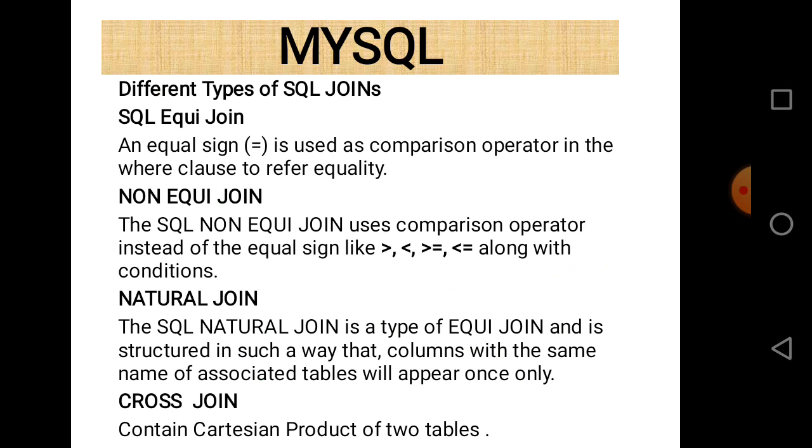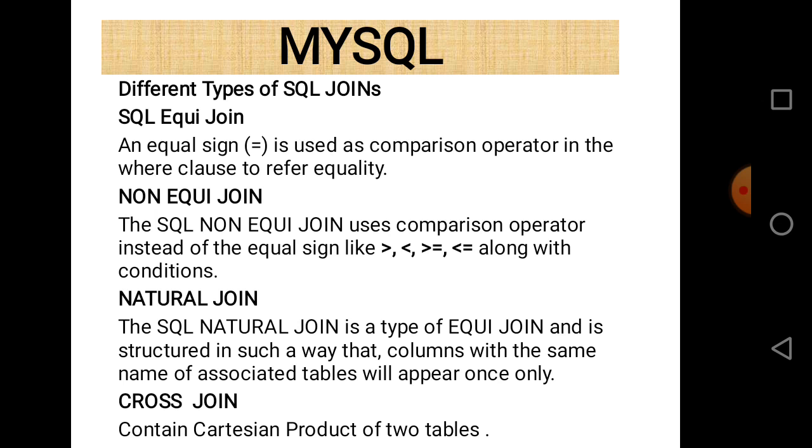The first one is SQL Equi Join. As the name suggests, equi join, you can remember it with an equal sign. An equal sign is used as a comparison operator in the where clause to refer to equality. So in this type of join, the equal sign is used. That's why it is called the equijoin. And non-equijoin is just the opposite of SQL equijoin, in which there is no equal sign, and other comparison operators such as less than, greater than, less than or equal to, not equal to, and greater than or equal to are considered.